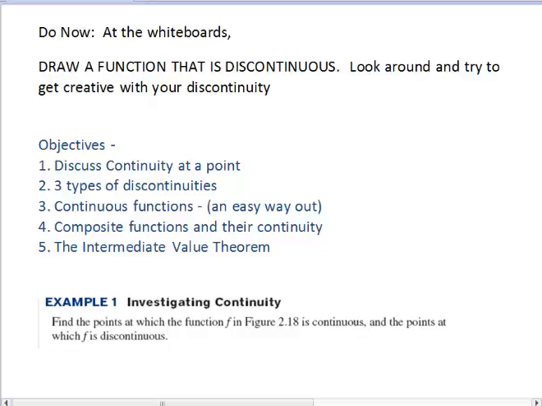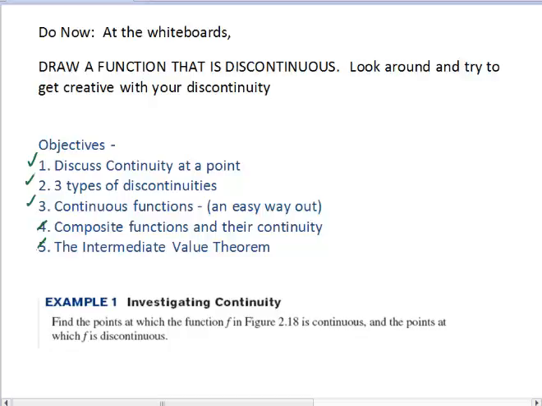Today in class, again, this is a recap of what we did in class. We talked about continuity at a point and the three types of discontinuities. We talked about what a continuous function is, as an easy way to discuss continuity. And we didn't discuss these last two because the lesson wasn't designed for that.